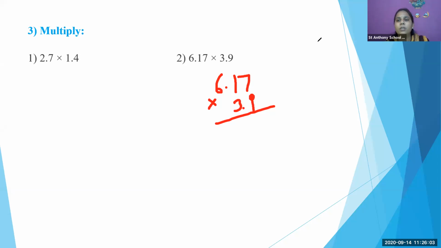6.17 into 3.9. Okay. And give me the answer in the chat box. What is the answer? I have written it directly. You can do the sums like multiplication. Okay. 24. 9 sevens are.